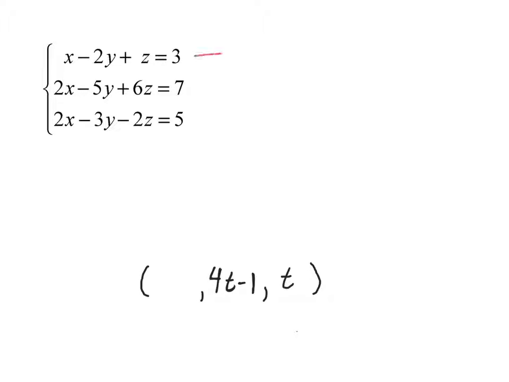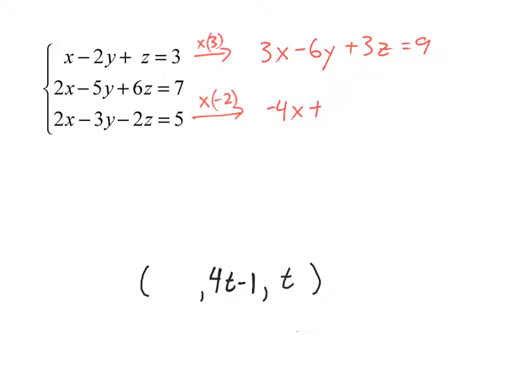So I'm going to multiply this by 3, and I'm going to multiply this equation by -2. That way, 3 times -2 is -6, and -2 times -3 is +6, and so they'll be opposites to each other, and it'll work itself out. So I end up getting 3x minus 6y plus 3z equals 9. And then I have -4x plus 6y plus 4z, and that equals -10.